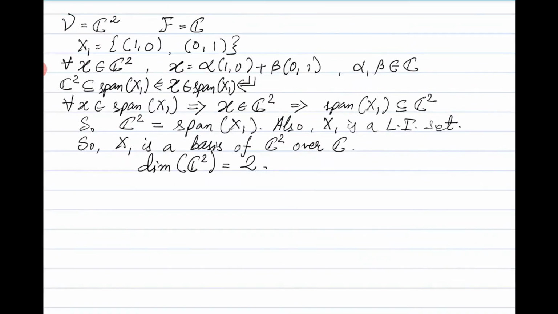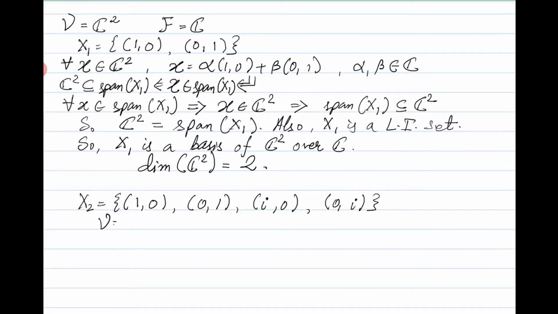Okay. So if I take another set, let's say X2, I can represent it as (1, 0) and (i, 0), where i is the imaginary unit. If I take this, yes, of course, the vector space is spanned by X2, but X2 is a linearly dependent set. It is not a linearly independent set. So X2 is not a basis.